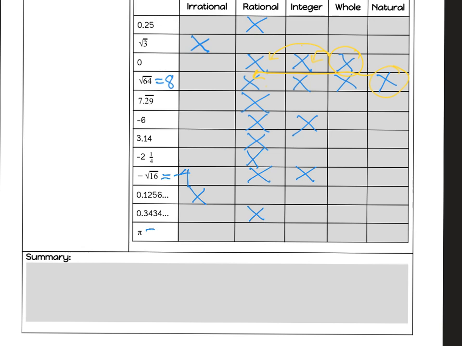And then lastly, we have pi, which is 3.1415, and I could just keep on going. And since I could keep on going and there is no pattern with this decimal, then it is an irrational number.